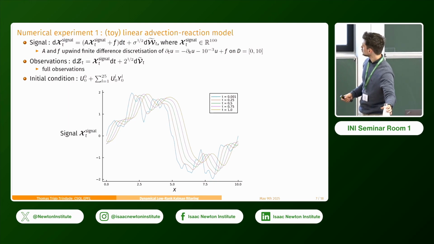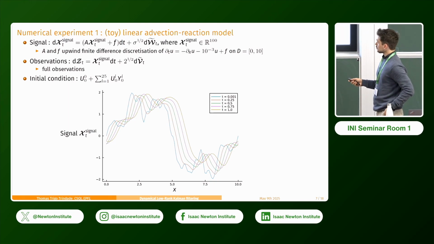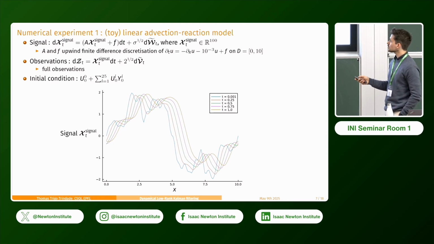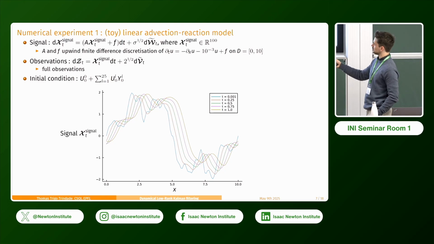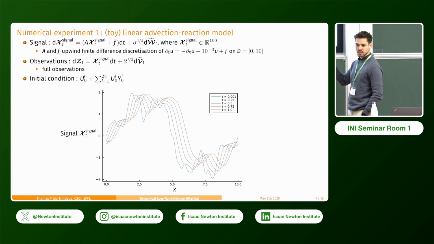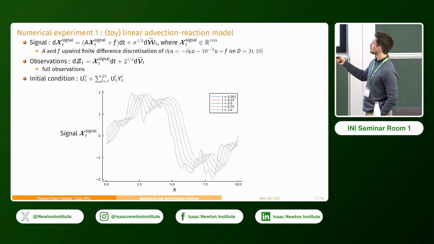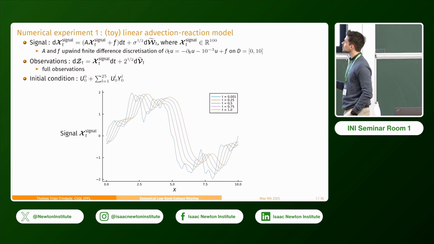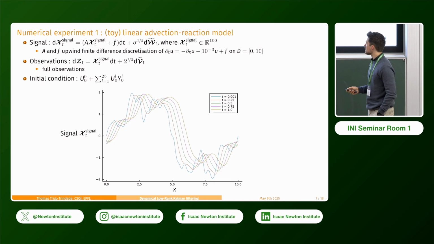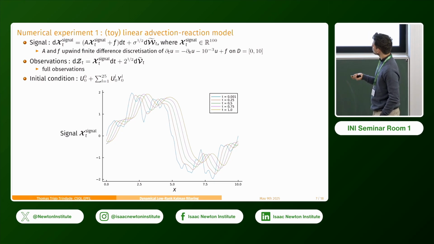Okay, so what we do is we take a PDE, which is just an advection with some reaction term, and we discretize it using some upwind finite difference. And this essentially gives us some dynamics that you can see here. You have here the initial condition, time t0, the blue line, and then it gets shifted, and there is some non-trivial smoothing that happens, and that is the signal. And that is the guy that we want to track over time. We assume that we have full observations with some noise, it doesn't matter too much, and that we have some low rank initial condition. That's the setting.